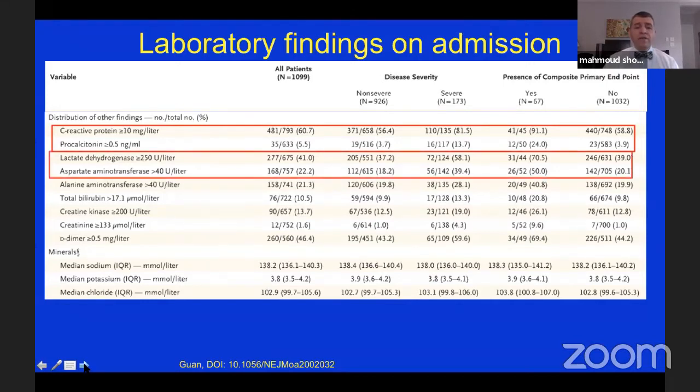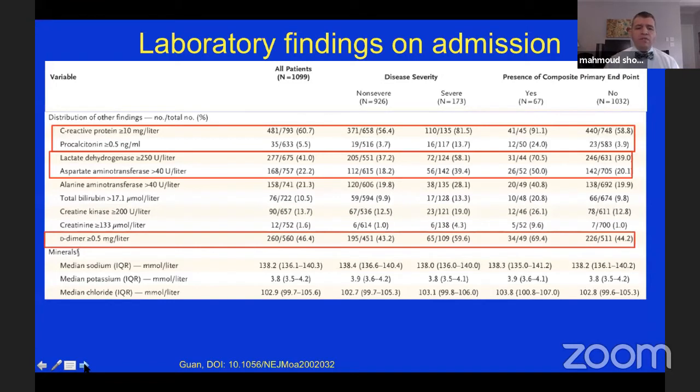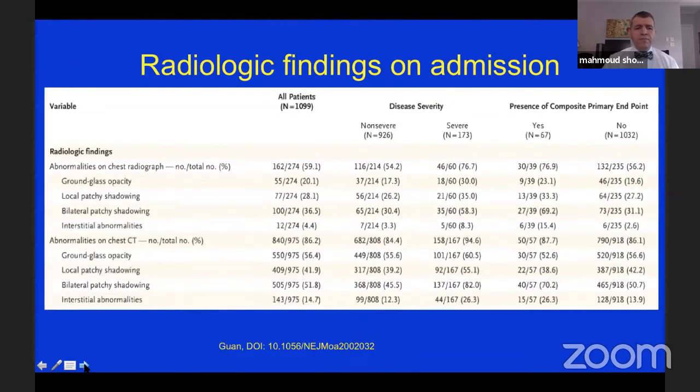Another marker, the LDH, was found to be elevated, especially in the severe cases. And D-dimer was found to be elevated in almost 60% of the cases of severe COVID-19 infections.